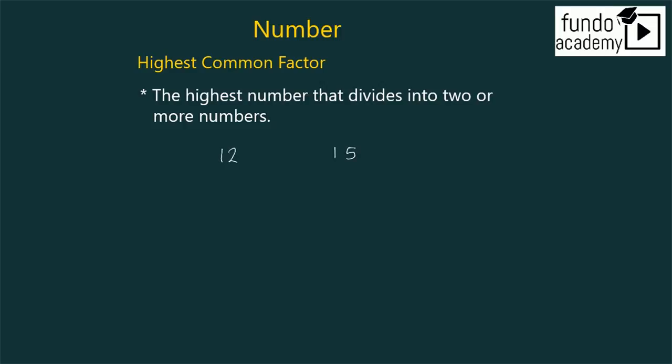Factors of 12 are 1, 2, 3, 4, 6 and 12. Factors of 15 are 1, 3, 5 and 15 itself. Which of the factors of 12 and 15 are common? We have 1, so 1 is common for both, and we also have 3, which is also a common factor.